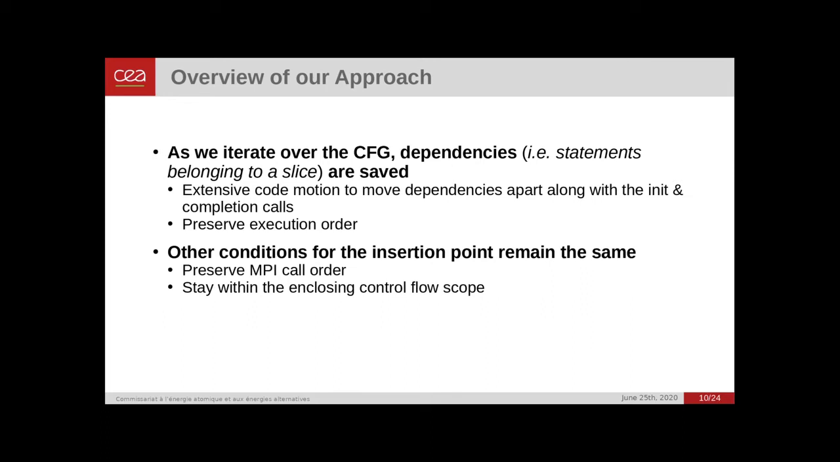The other conditions for the insertion point remain the same, so we still have to preserve the order of MPI communication code, and we have to preserve the control flow dependencies. And in this work, we are also limited by the enclosing control flow scope. So for example, if we are inside a loop or inside a branching condition, then we cannot go outside of that branch or out of the loop. So we have to stay inside the same enclosing control flow scope.